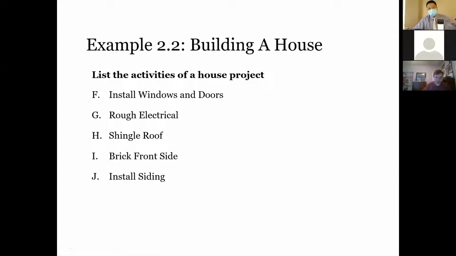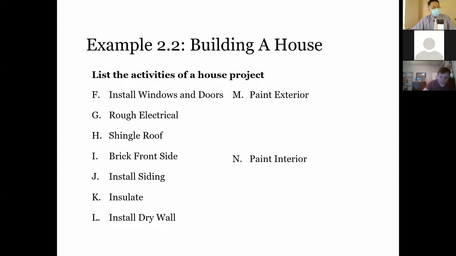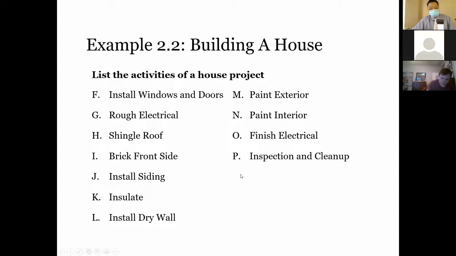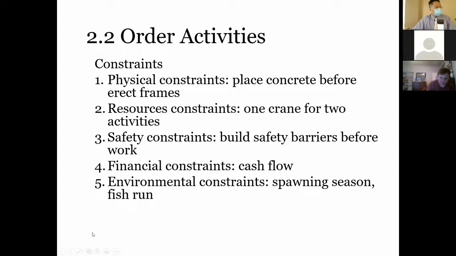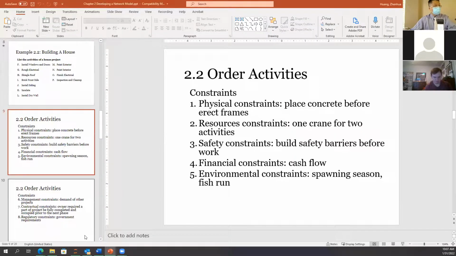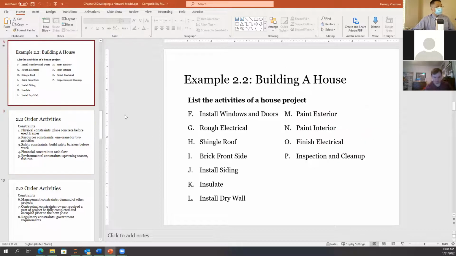siding, other siding work. You can see that the house includes siding and the bricks, and insulation, drywall, interior finishing, paint exterior, paint interior, and finish electrical. Okay. All the outlets, all the lights stuff. Inspection and cleanup. That's it. Okay. So that's the list.